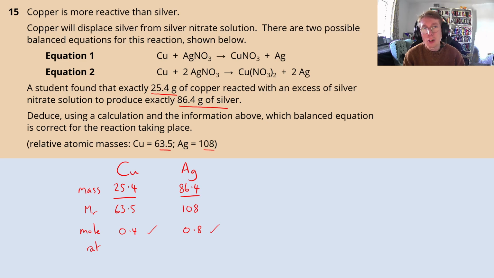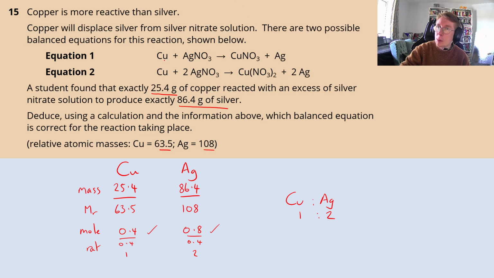Well, we've got that ratio part at the bottom, so we can find the ratio of copper to silver. So if we divide both of these numbers by the smaller of the 2, which in this case is 0.4, we get an answer of 1-to-2. So what this is telling you is that copper and silver react and form in a 1-to-2 ratio.